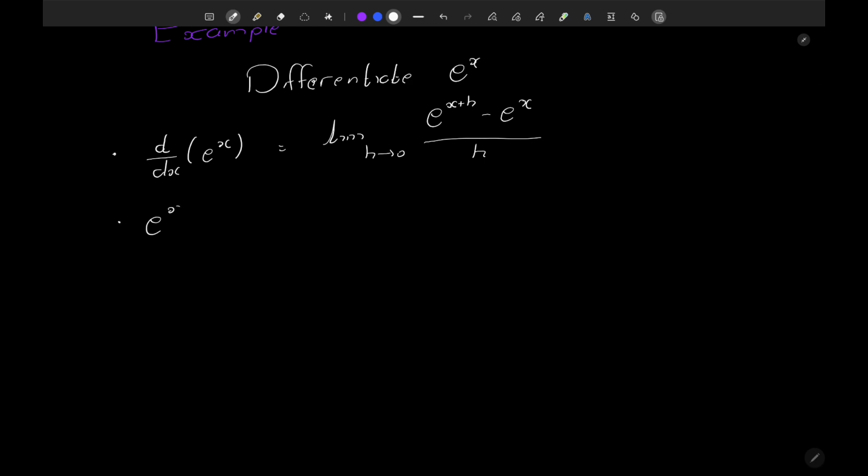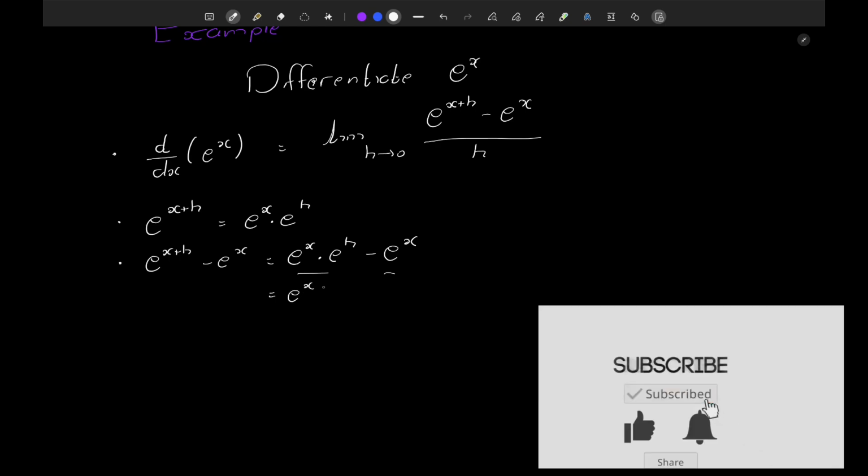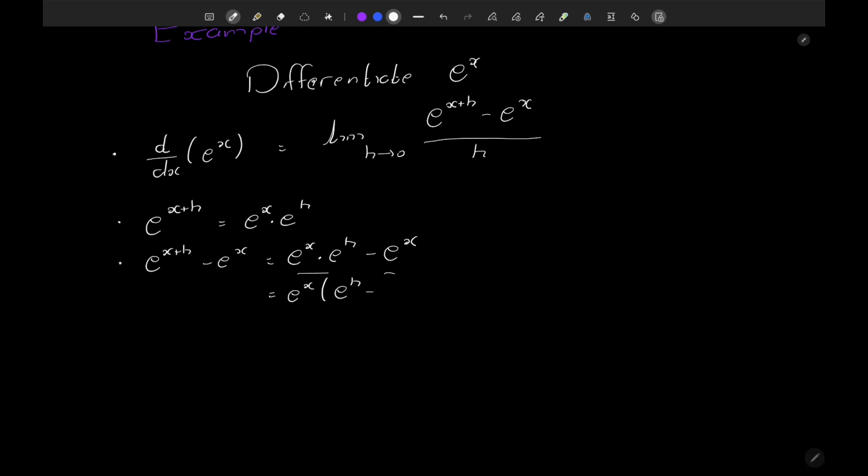We'll start with the term e to the x plus h, and this simplifies to e to the x times e to the h. Now calculating our numerator, which is e to the x plus h minus e to the x, this gives us e to the x times e to the h minus e to the x. Identifying these two terms, we notice that we have e to the x, which is common in both terms. What does that tell us? That tells us that we can factorize out e to the x in both terms, leaving us with e to the x in bracket, e to the h minus 1.